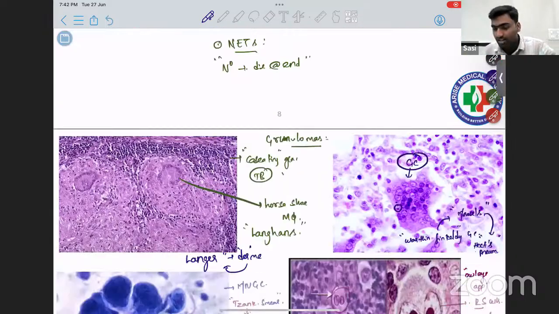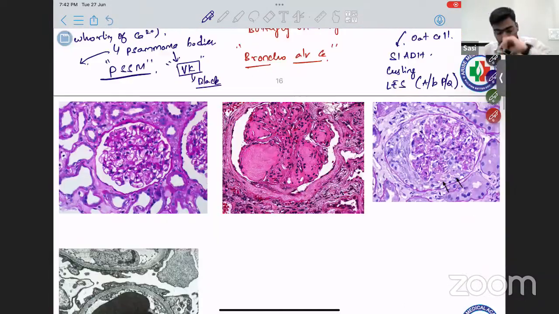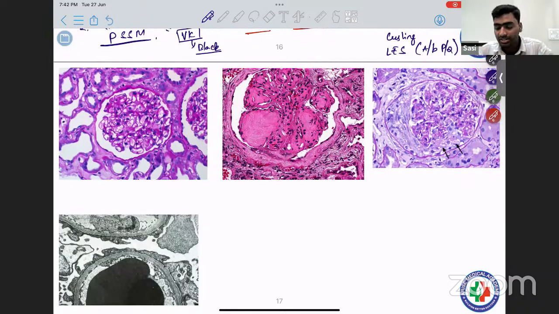Next one. Yeah. We'll move on to the next slide, which is mainly our kidney slide. And if you see this image, this is how a normal kidney appears on H&E. Right? This is how a normal kidney appears. Whereas if you see this, see this typical kind of appearance. What is this appearance known as? What is the name of this lesion?